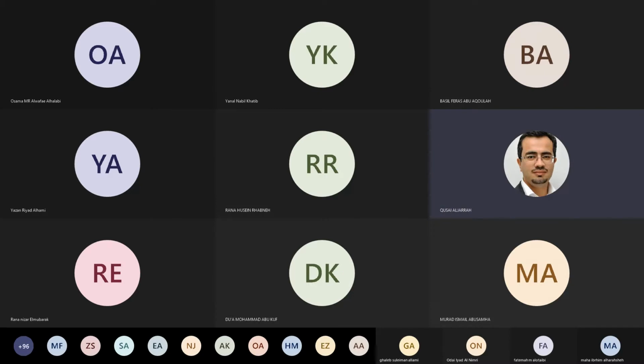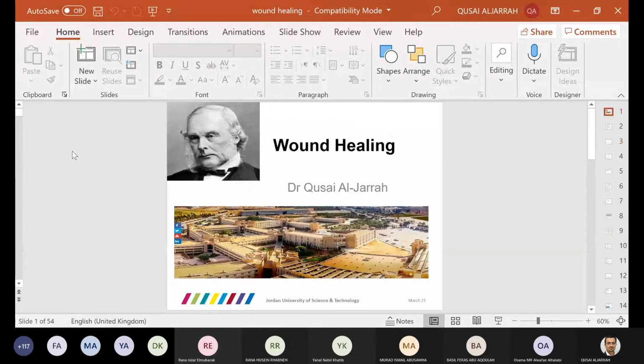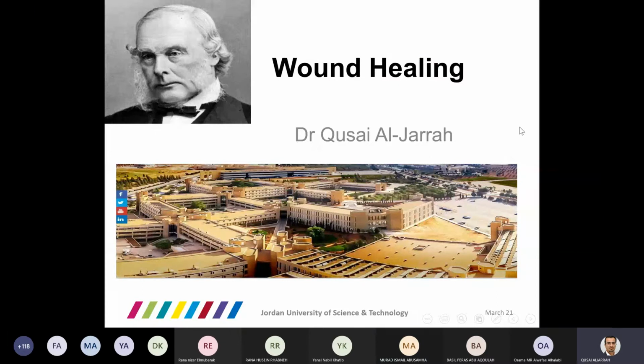خلينا نبلش المحاضرة. فأول شيء رح نبلش بالوند هيلينج. طالع السلايدات عندكم صح؟ دكتور طالعة. Okay, تمام. So we're going to talk about wound healing, the process of wound healing, types of wound healing, شو الأشياء that promote and شو الأشياء that inhibit or delay wound healing. كل هاي الأشياء are really important for you.